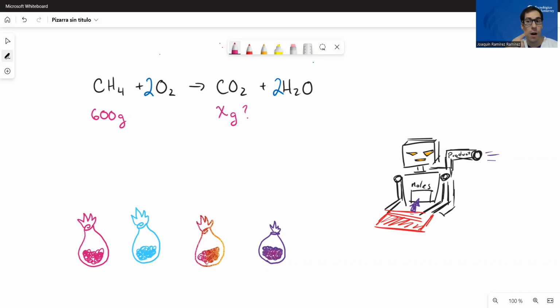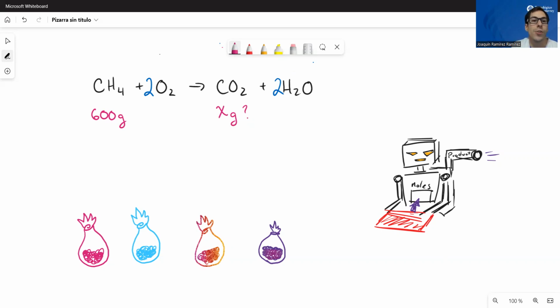So we saw in the previous video the concept of molar mass, and I mentioned that it's useful to convert grams of any substance into moles of that substance. So we want to do that because if we convert these 600 grams of methane into moles, then we can apply the recipe, which is the balanced chemical reaction, to calculate the moles of product that we can obtain. And then again, using the molar mass, but now of CO2, we can convert those moles into grams of CO2, which is what I want to know.